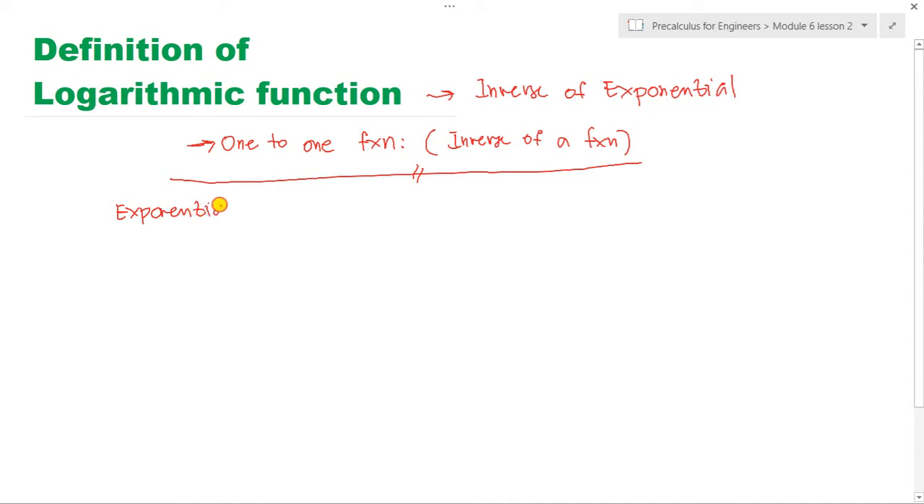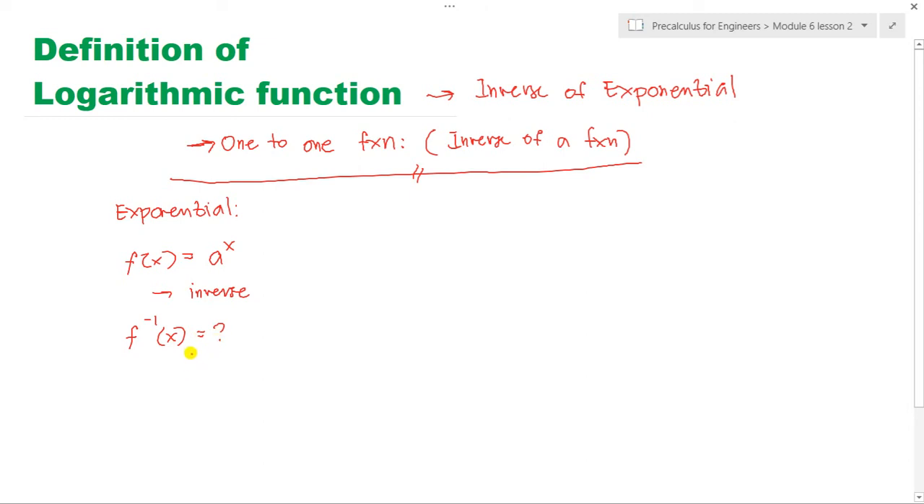Now, just a review, remember that the exponential function is denoted by f of x is equal to a raised to x. We said that the inverse of the exponential is the logarithmic function. Now, let's solve for the inverse. So, take the inverse of this. In denoting the inverse, we use f inverse of x, meaning this is our inverse.